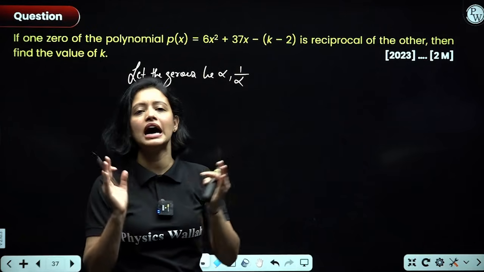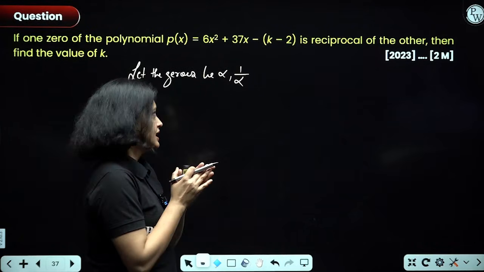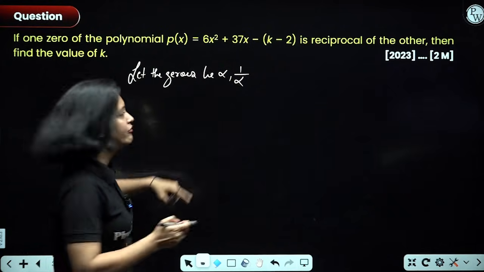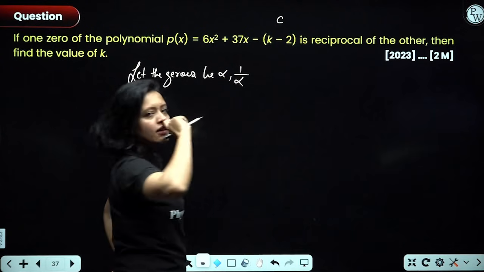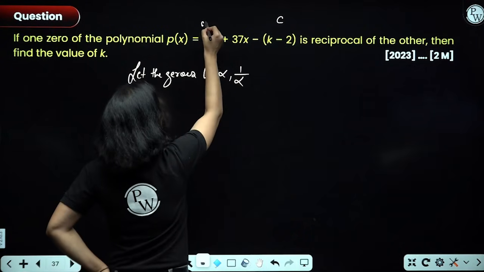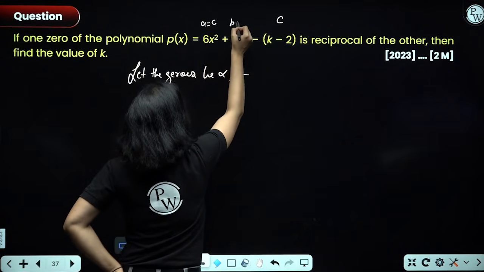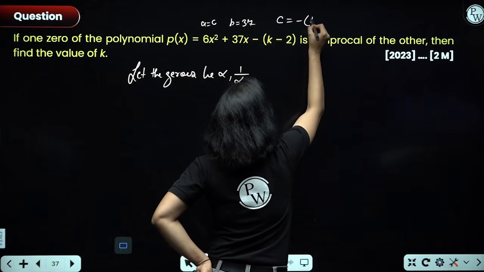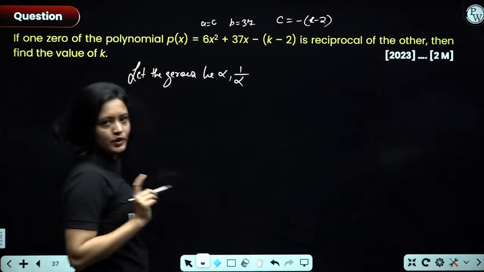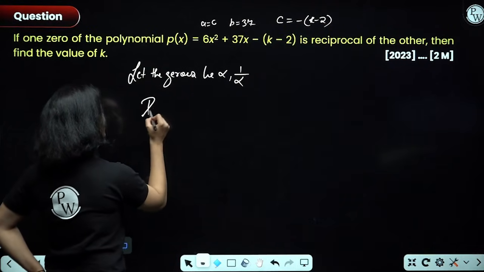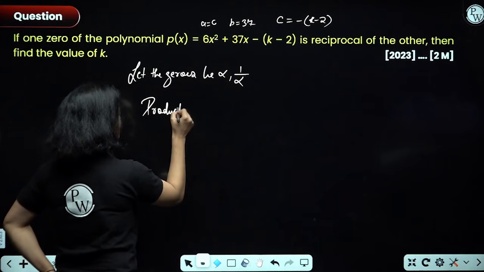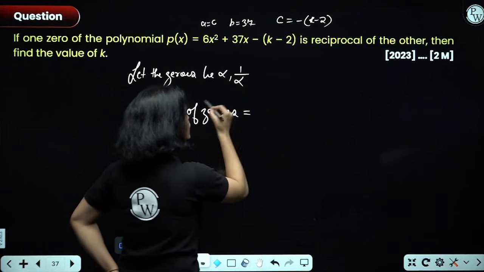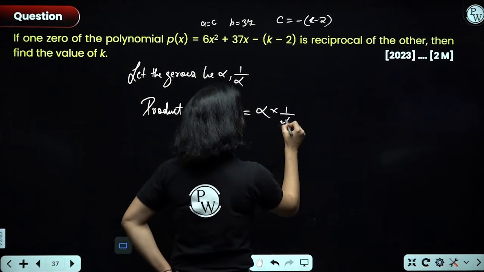Now let us be clever. Think about it, guys. We don't know the value of alpha or beta, and we have to figure out the value of k, which is actually coming in the value of c. So here a is equals to 6, b is equals to 37, and c is equals to minus of k minus 2. Now, if I use the product of zeros, notice that the product of zeros for this would be alpha into 1 by alpha, which would be 1.